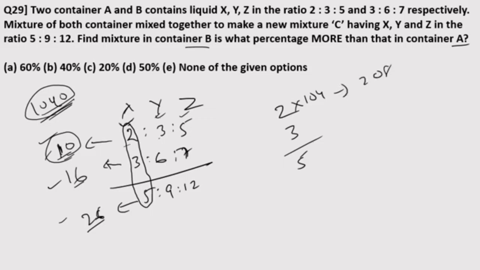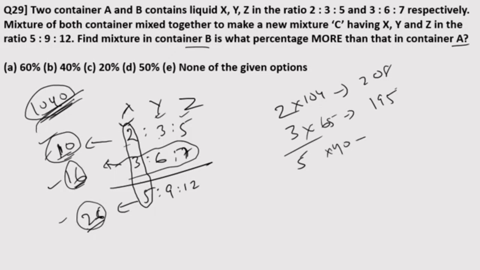This is 208. Next, the second row already has 16. I have to multiply with what to get 1040? I have to multiply with 65, right? If you multiply 16 with 65, you will get 1040. So 3 I will multiply with 65. So I am getting 195. Now 26. I have to multiply 26 with what to get 1040? 40. So multiply 5 with 40. This is basically 200. So now check the ratio.